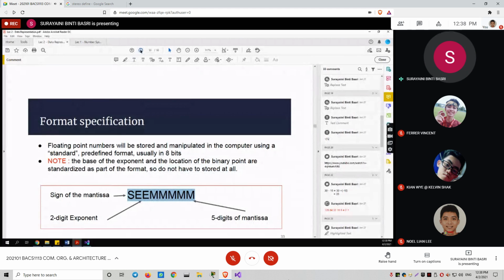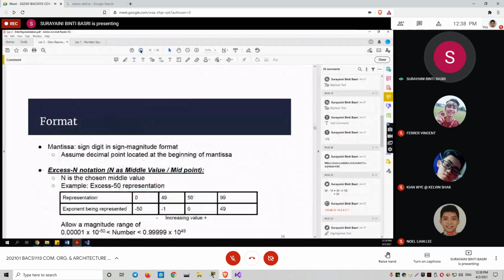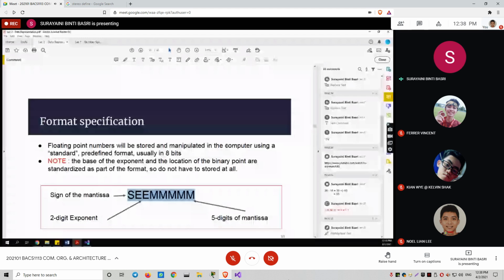Okay, so a floating point number will be stored and manipulated in the computer using a standard and predefined format. Usually it will be in 8 bit. So this is the standard or predefined format, and it is in 8 bit.